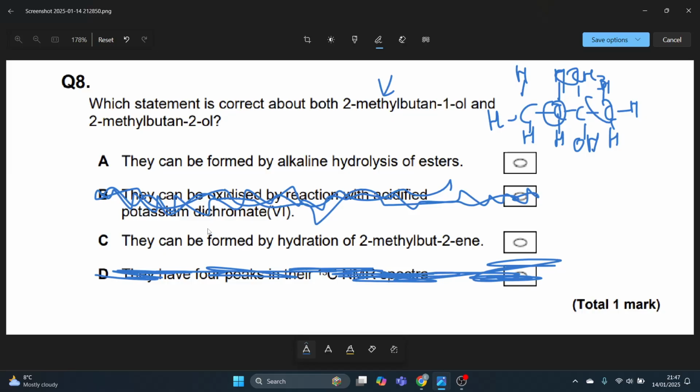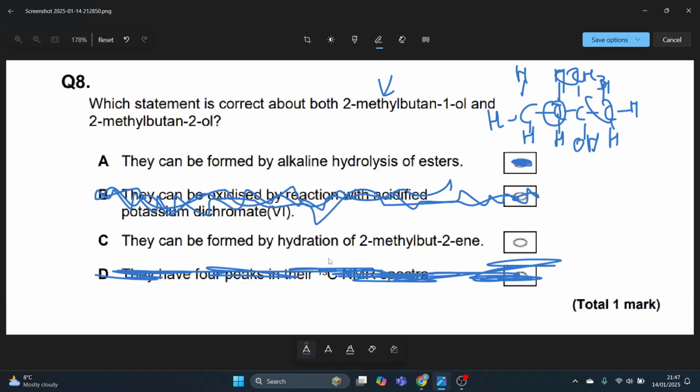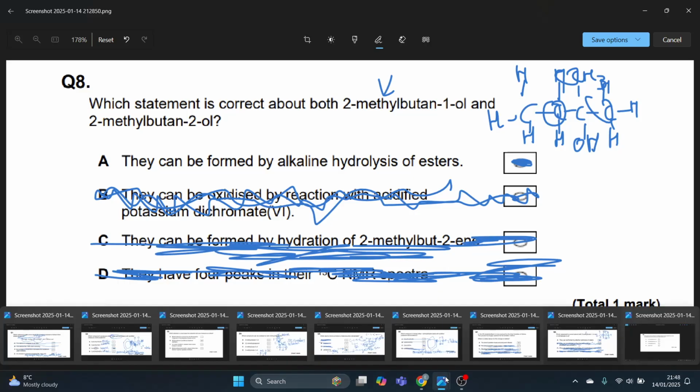2-methylbutene, but they can be formed by alkaline hydrolysis of esters. Alkaline hydrolysis of esters. Yes, that's true. But obviously, if you weren't sure, then you go through that, and then you can clearly see that they can't both be formed by hydration of 2-methylbutene.